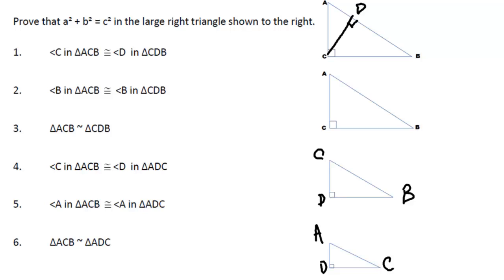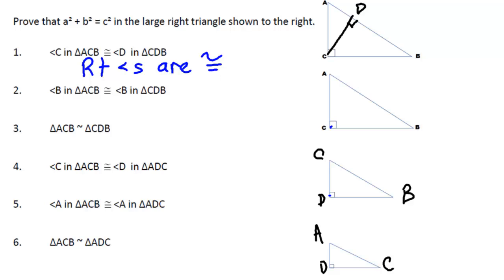Let's jump into the proof. Again, there's a lot of steps here. There's nothing in here you shouldn't already understand. It's just a matter of putting a lot of little things together. So let's tackle it. Angle C in the big triangle is congruent to angle D in the middle triangle. I think we can all see that they're both right angles, and I think we all know that right angles are congruent with each other.